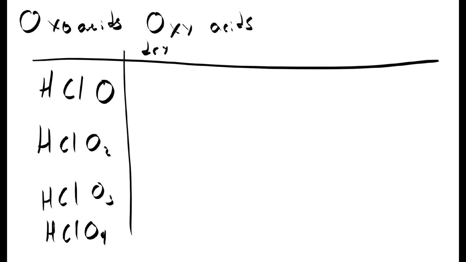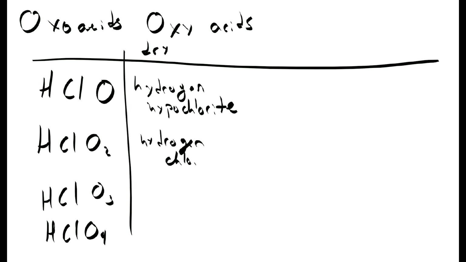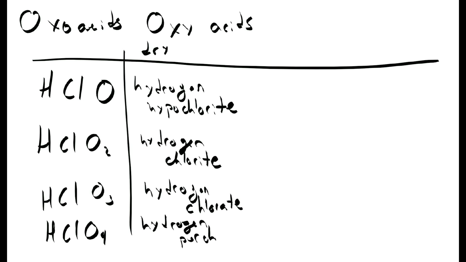So dry: hydrogen hypochlorite. Hopefully you remember that. Hypo because it's got the fewest oxygens. Ite, and fewer oxygens. Hydrogen chlorite, hydrogen chlorate, and hydrogen perchlorate. So when they're dry, we treat them like ionic compounds.